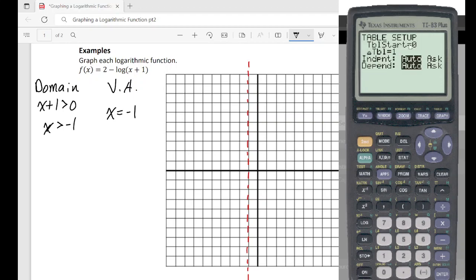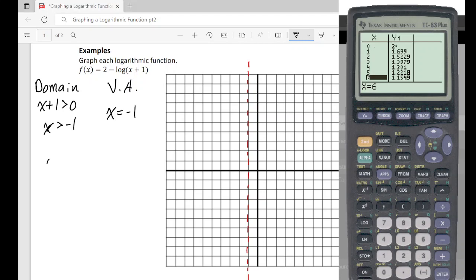Second window to make sure we're starting at 0 and 1. Everything's on auto. Now we're going to go to second and graph to get our values. And we can see again at negative 1, we got some errors, so we know nothing exists past negative 1 on the left. So let's pick some values out. I'm going to just pick the first 3. The first one I'm going to use is 0, 2. Next one is 1 and 1.7. And last is going to be 2 and 1.5.